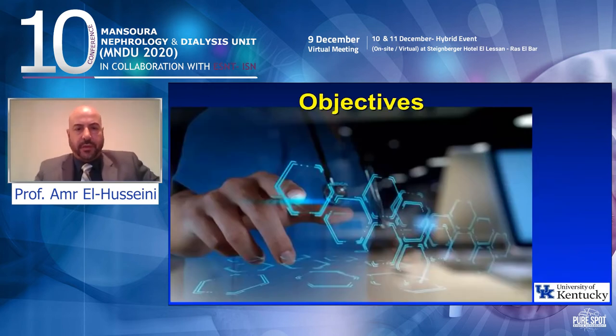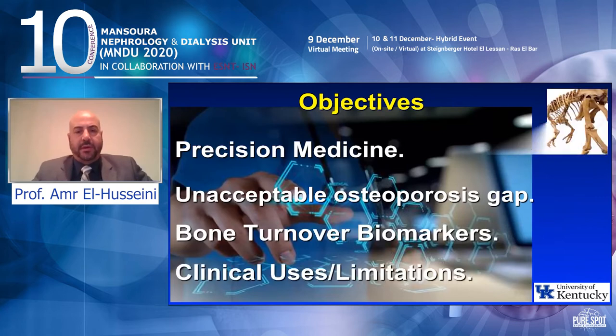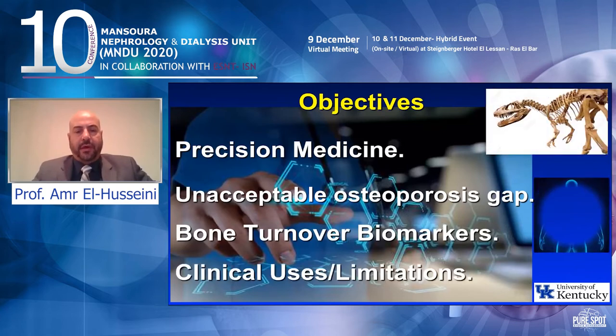The objectives of my talk today: I will give you a brief description of what precision medicine is, and we'll focus on the osteoporosis management gap that we need to fill in. Then I will walk you through the bone turnover biomarkers that we use to identify the pathophysiology of osteoporosis and to help us treat our CKD patients with osteoporosis. Then we'll talk about the clinical usefulness and limitations of using these biomarkers.